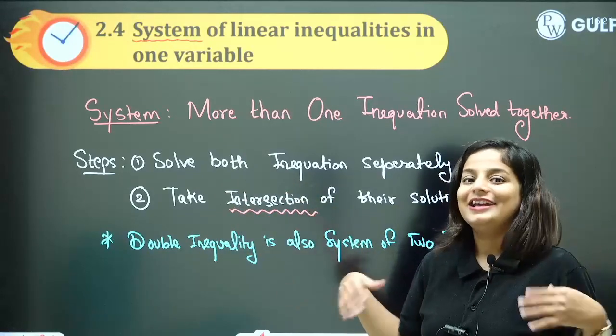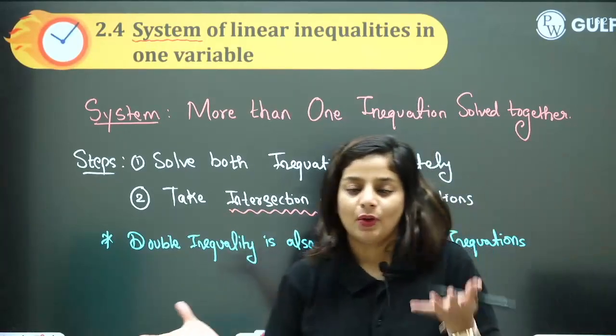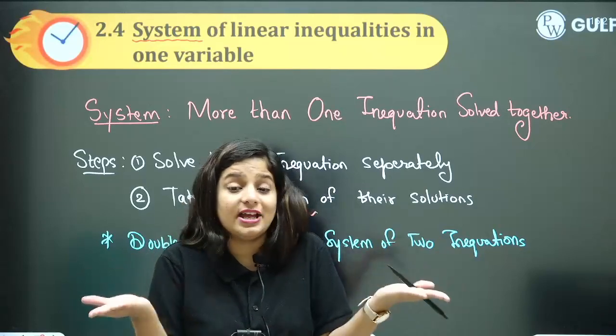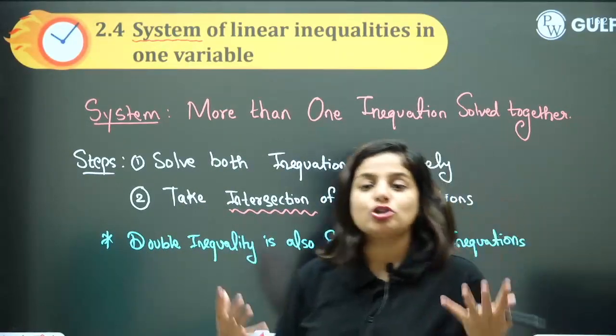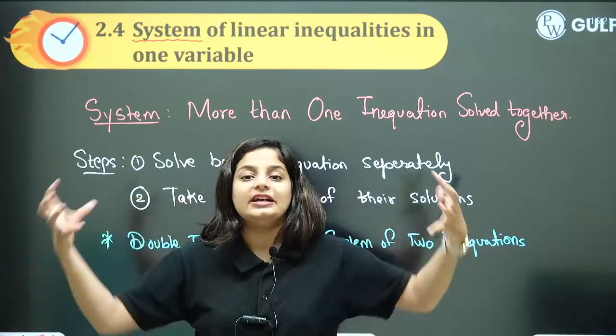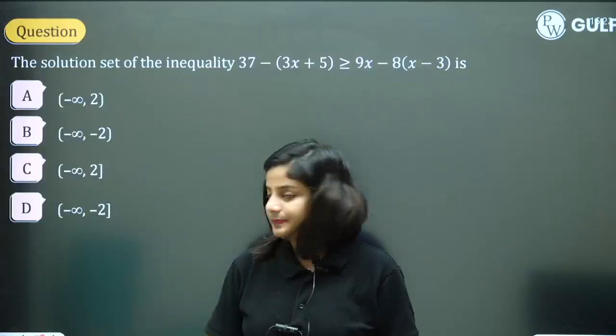In the end, take their intersection. You will take the intersection of the solutions. Whatever solution both are telling, you will take their intersection. And how to take the intersection, I'll tell you, don't worry. The double inequality is also a system of linear inequalities. That is, a double inequality has 2 inequalities clubbed together. It's also a part of system.